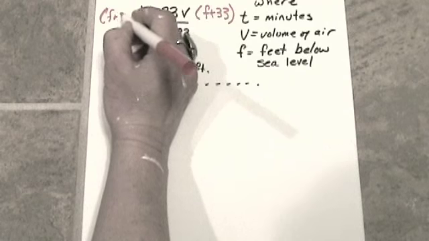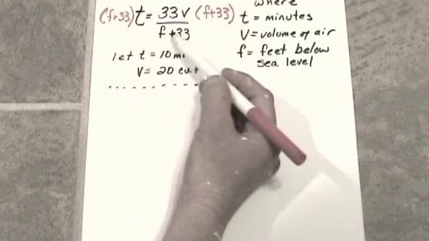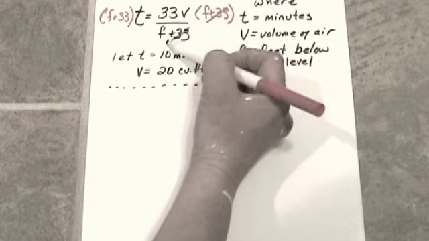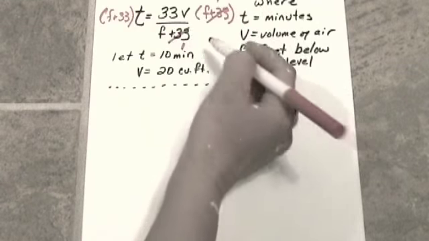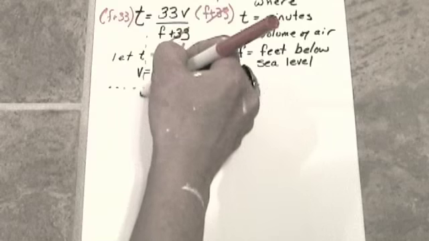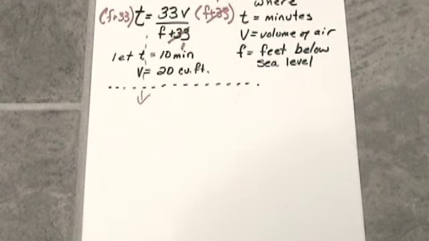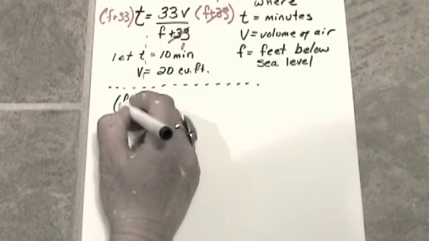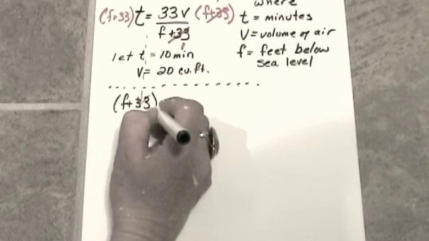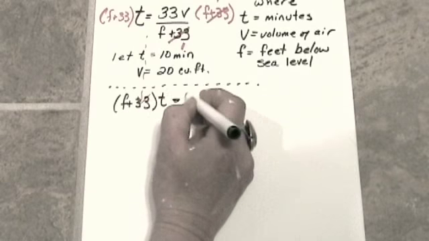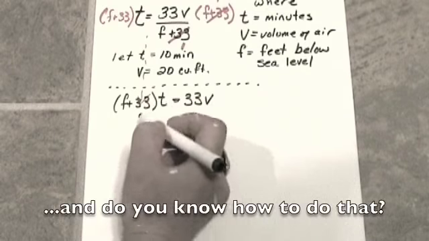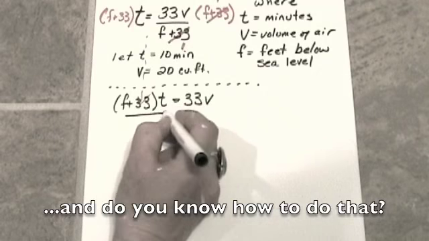F plus 33 divided by F plus 33 here will give us 1. Those will divide to 1. Okay? Now, let's go ahead and just come on right down here and see what it looks like after we've done that multiplication. Here we'll have the quantity of F plus 33 times T is equal to just 33V. All right, now let's get rid of the T. Let's move that over to the other side by dividing.